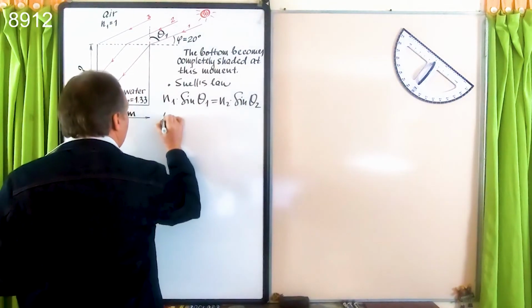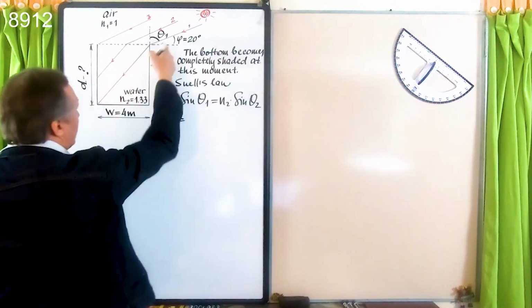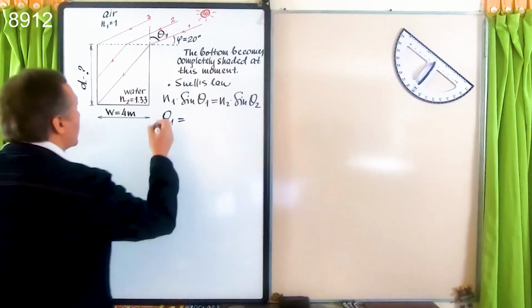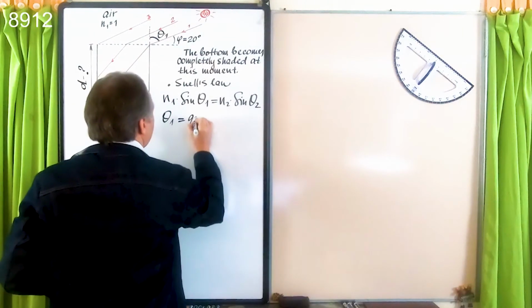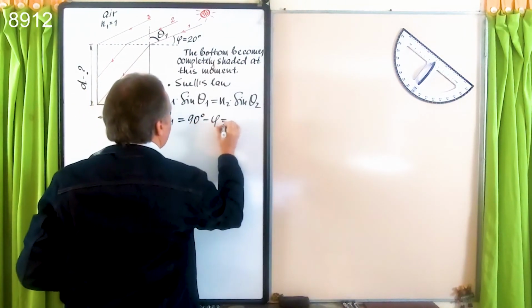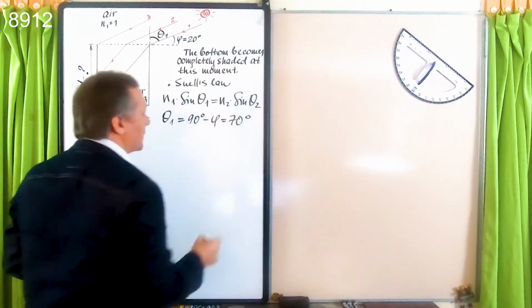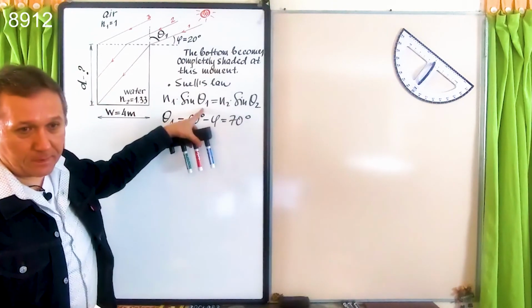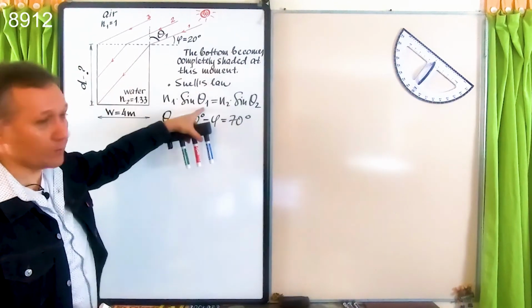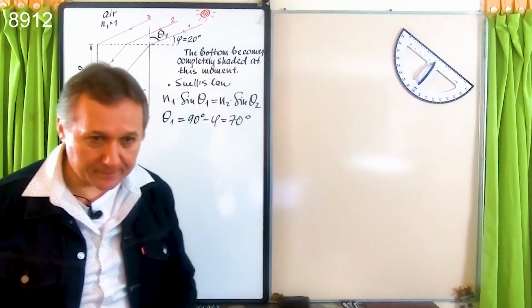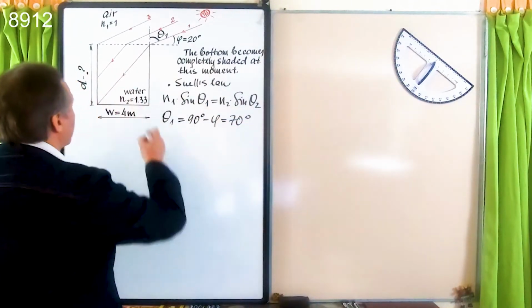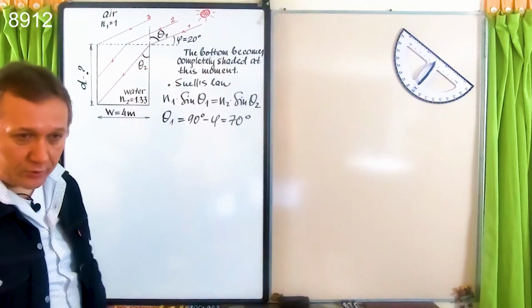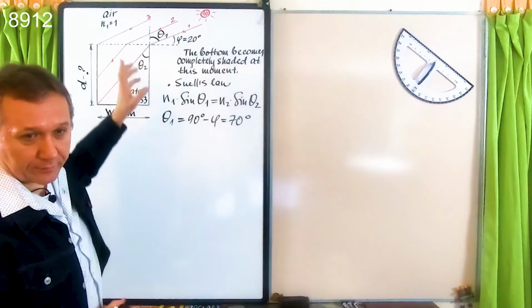So theta 1, because it complements angle phi to 90 degrees, equals 90 degrees minus phi. So it will be, of course, 70 degrees: 90 minus 20, 70 degrees. So that's theta 1. Sometimes students just grab phi and plug it in here, but of course it's wrong. Theta 1 on the diagram is at that angle: angle of incidence, angle of refraction.